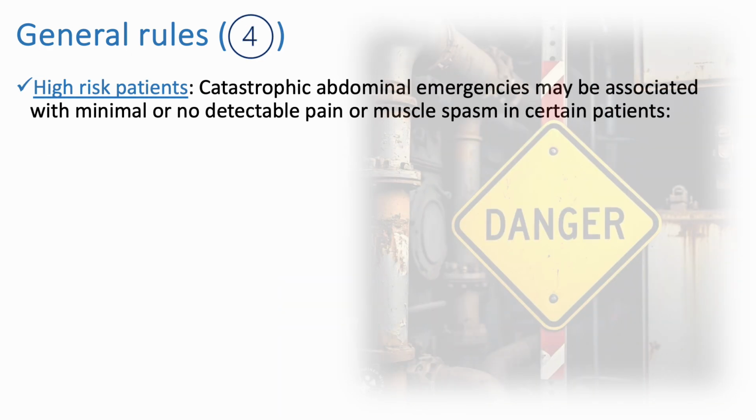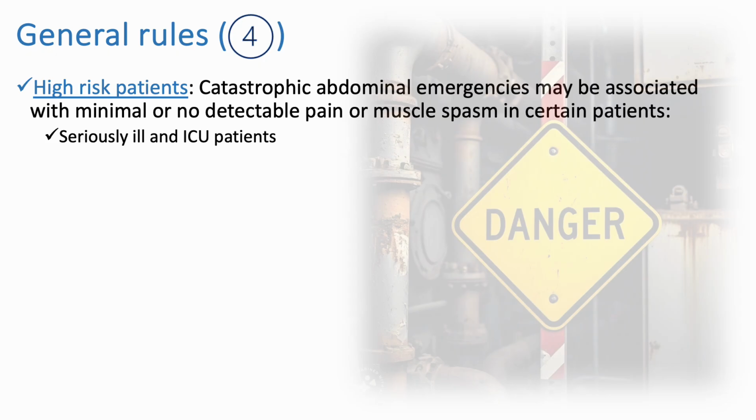Next is the high-risk patients. These are the patients you need to pay a little bit more attention to because catastrophic causes can be easily missed compared to other patients, and they might not show you all the acute, concerning signs when they present to you. So imagine catastrophic abdominal emergencies may be associated with minimum or no detectable pain or muscle spasms in these patients.